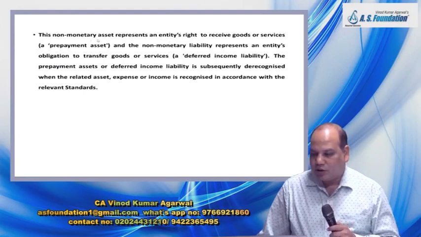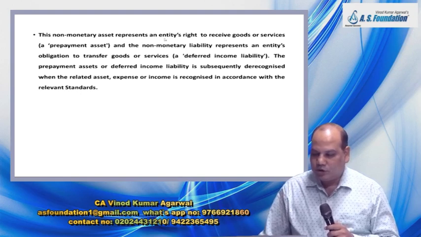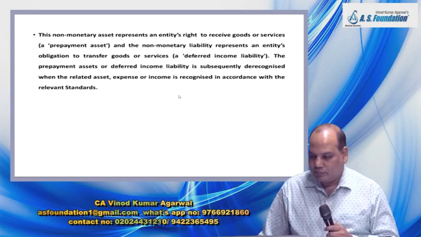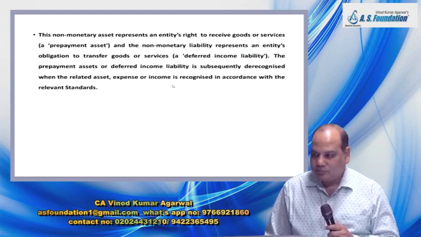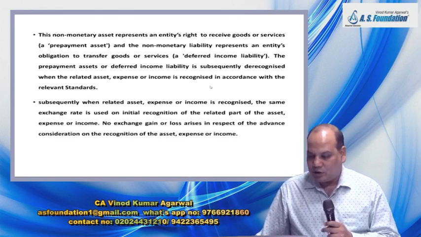Next line, write down: the non-monetary asset represents an entity's right to receive goods or services. In brackets, write down a prepayment asset. Full stop. Some lines I will delete in discussion. Then write down: this prepayment asset is subsequently derecognized when the related asset is recognized in accordance with the relevant standard.